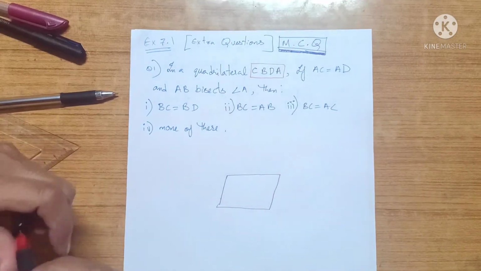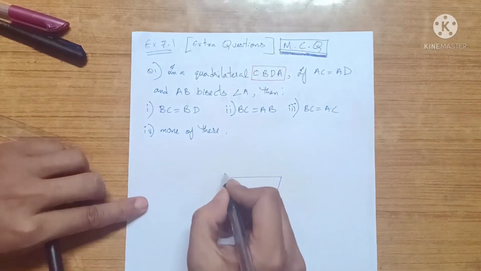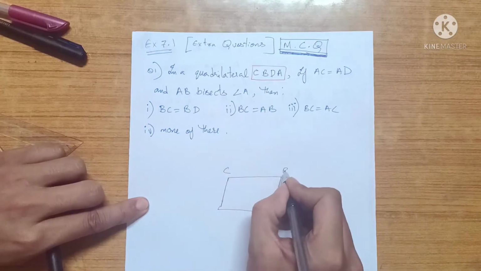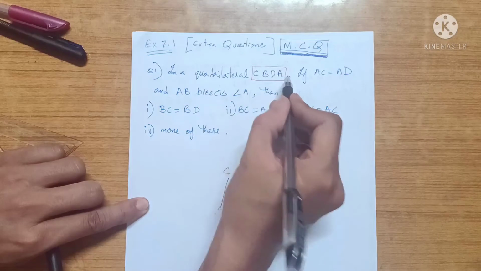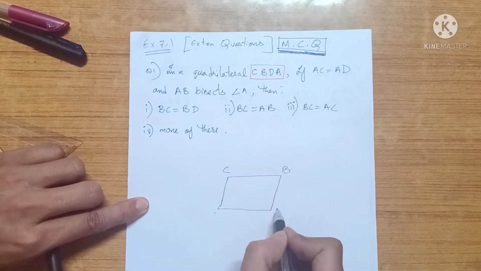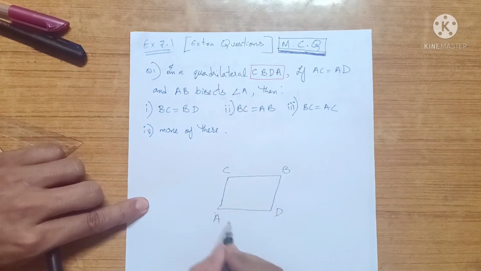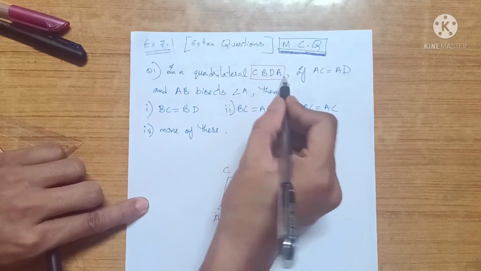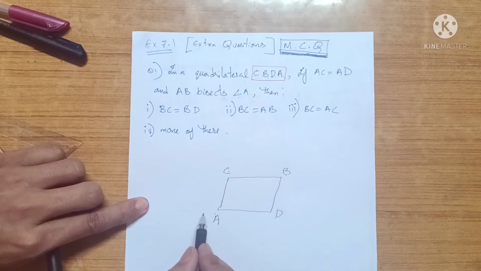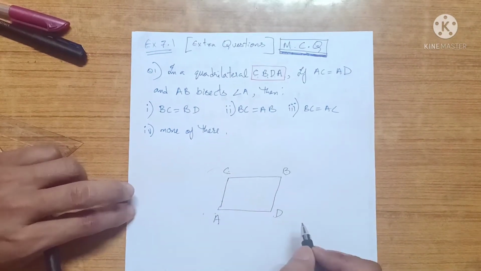CBDA, right? So CBDA, it should be like C, B, and D cannot come here. Since the name is CBDA, after B comes D. So after B comes D, it either goes clockwise or anti-clockwise. You can't do it any other way. You have to go clockwise or anti-clockwise.